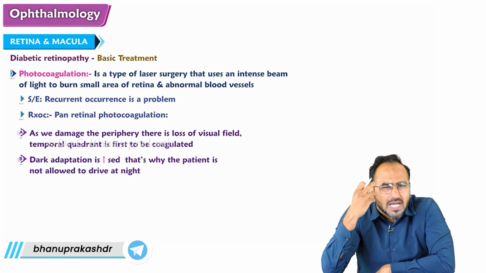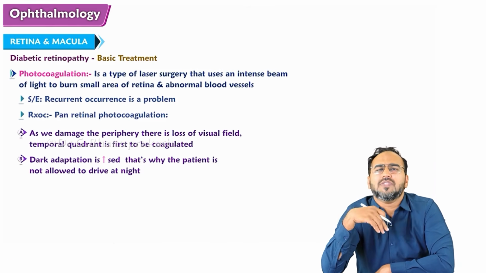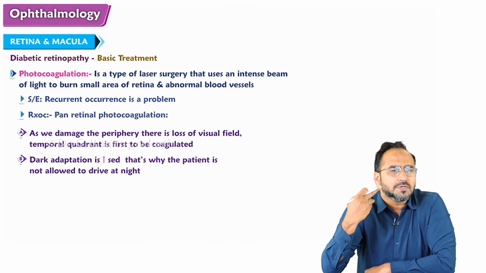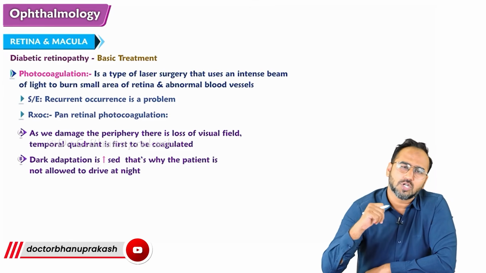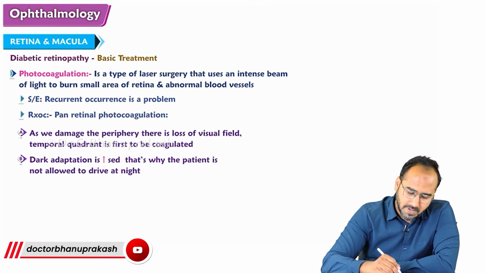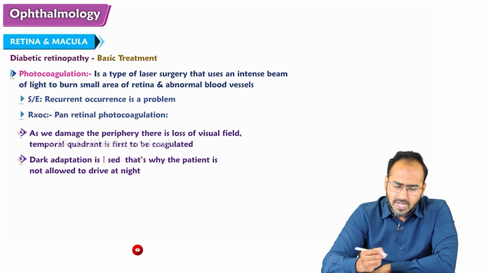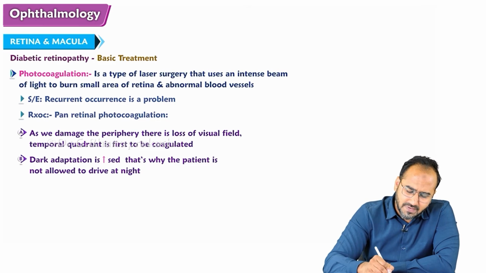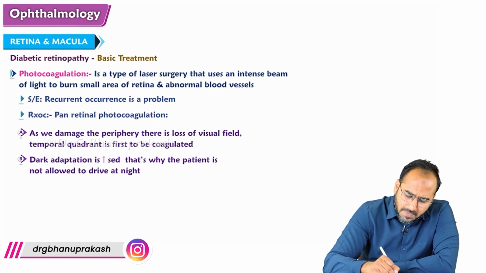Photocoagulation. Will you photocoagulate only one part of the eye? No, you will photocoagulate almost all part of the retina. That is called pan-retinal photocoagulation. So remember, photocoagulation is you take a laser and you coagulate the blood vessel. It's a type of laser surgery where we use an intense beam of laser to burn the area of the retina and abnormal blood vessels which are being formed, right?